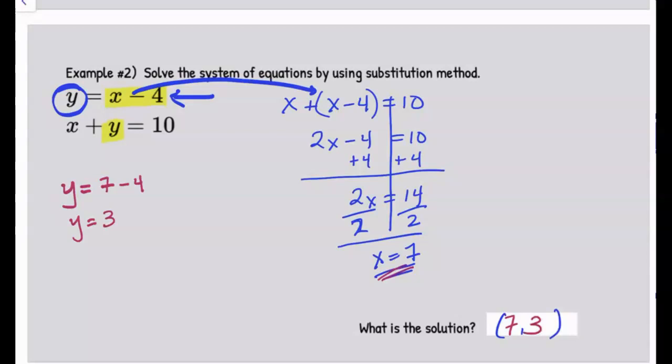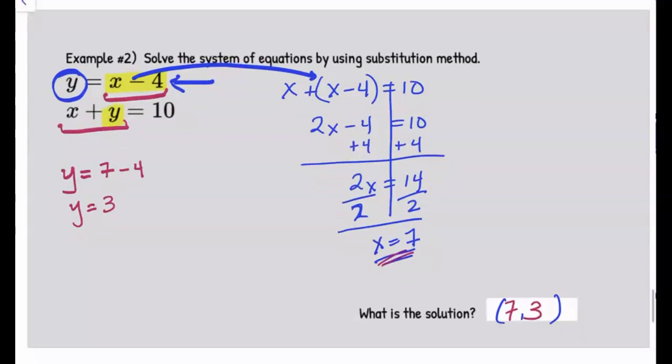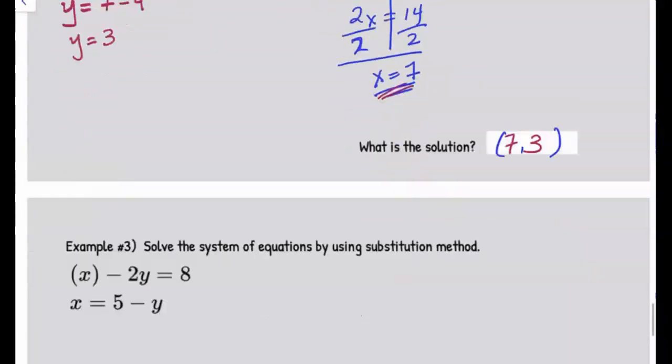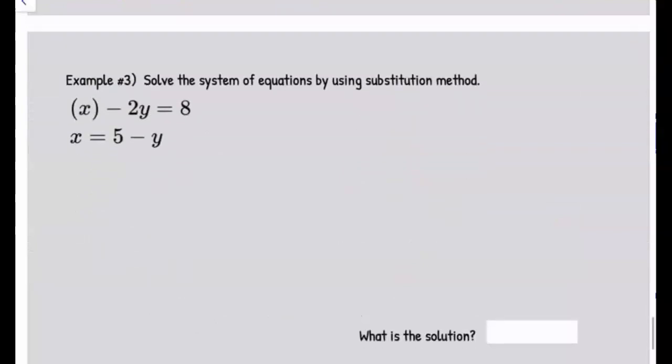Now you can do a quick check. We just solved this first one, so we know 7 minus 4 equals 3, and I can plug them back into the second one to see if it works. Does 7 plus 3 equal 10? Yes, it does, so it checks. Let's try our last example.